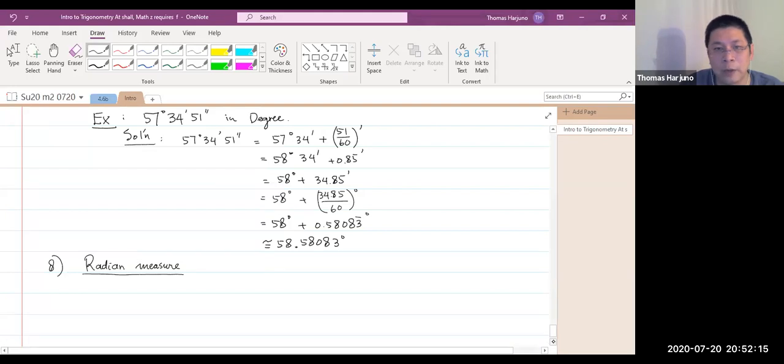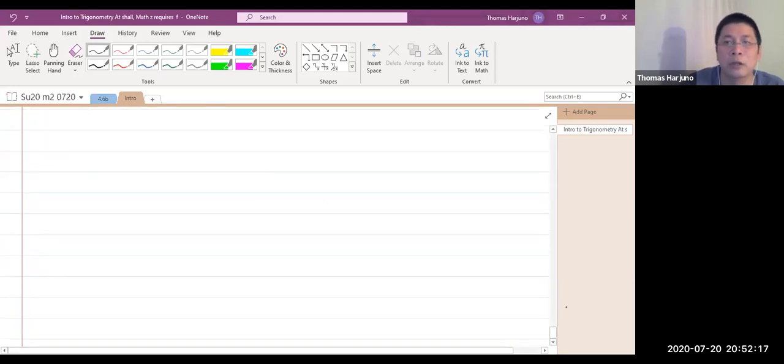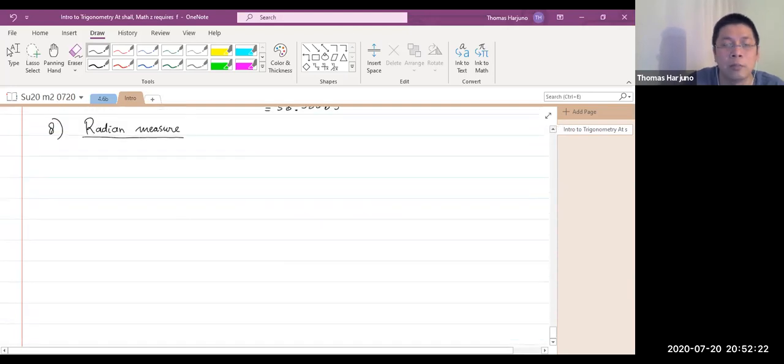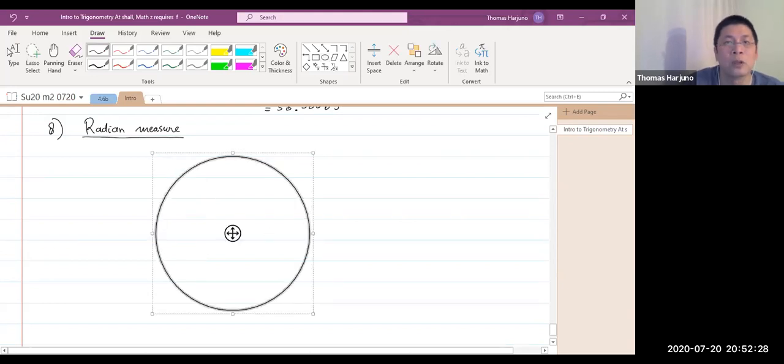Now, here's what happened. Beside degree measure, we also can measure an angle using radian measure, but the idea is as the following.